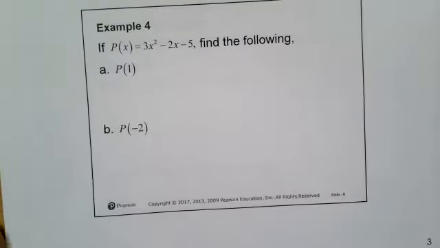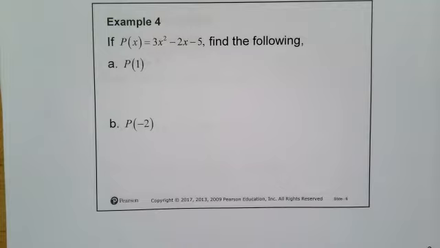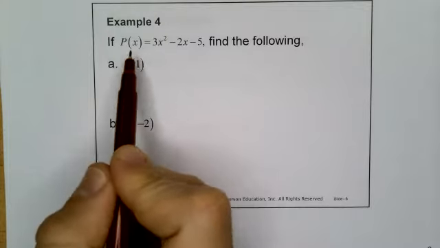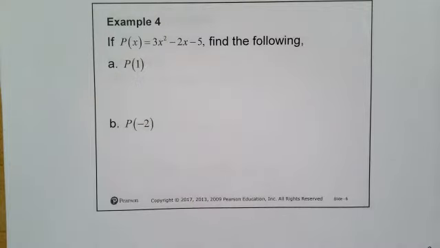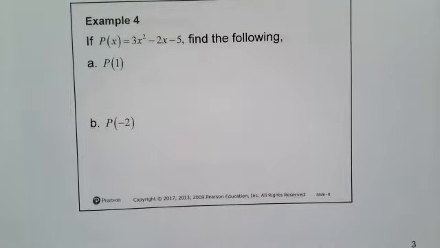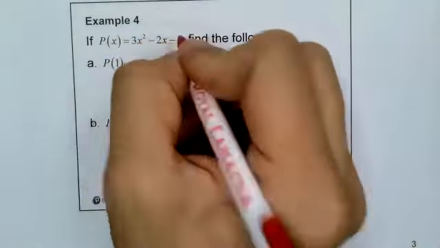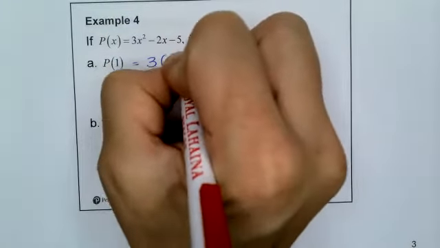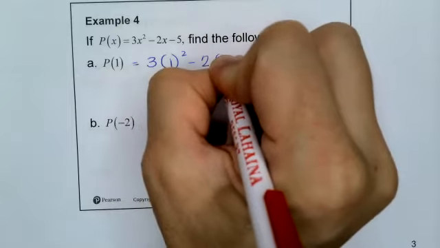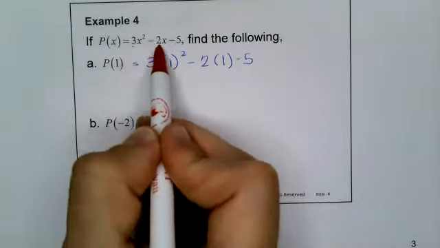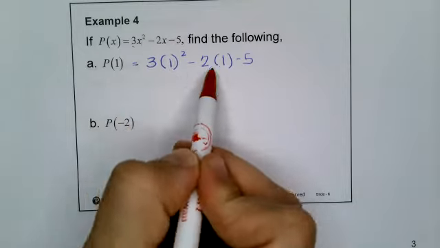All right, shifting gears. Here we have 3x squared minus 2x minus 5, and they want you to find p. This is called p of x. They want you to find p of 1. What you need to do here is put in 1 anywhere you see an x. That's all you're doing. So if p of x is 3x squared minus 2x minus 5, p of 1 is 3. Instead of that x, you're going to put in a 1. Everything else stays the same. So where you had an x, put a 1.